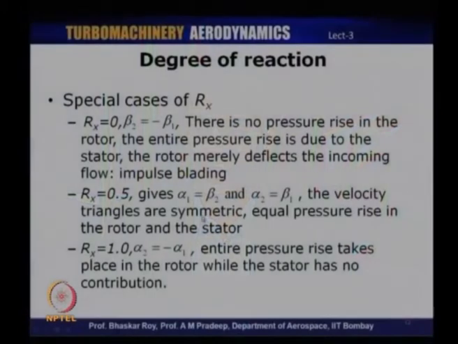So, we will now take a look at some of the special cases of degree of reaction which one might encounter when we carry out a design exercise. What happens for different values of degree of reaction? For example, what if the degree of reaction is 0, and what if it is equal to 1 or 0.5? Now, let us take a look at a few special cases. When the degree of reaction is 0, what happens? It means that the blade angle beta 2 will be equal to minus beta 1.